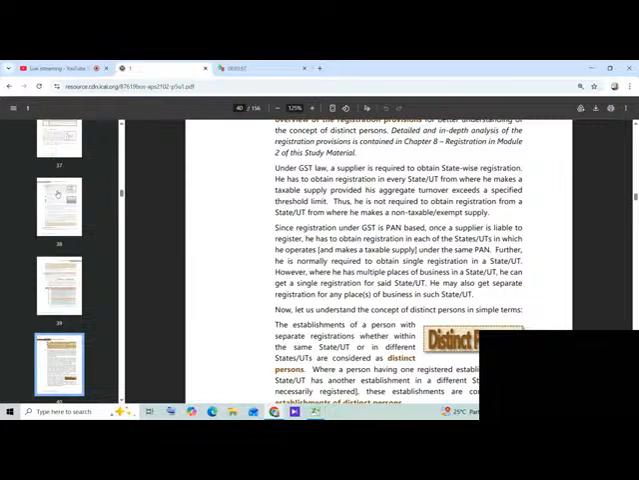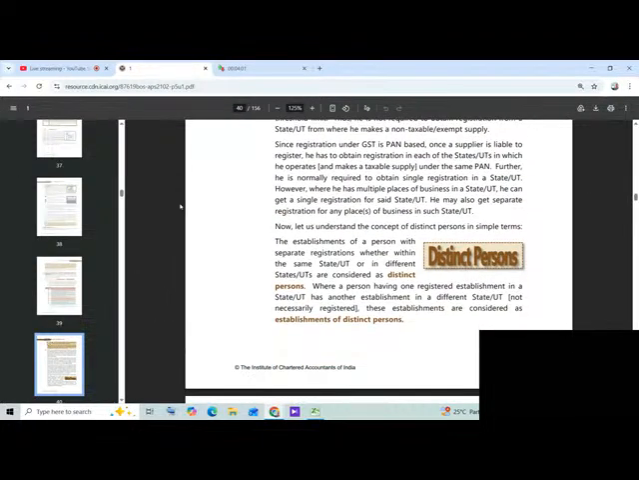Now let us understand the concept of distinct person in simple terms. The establishments of a person with separate registrations, whether within the same state or union territory or in different states or union territories, are considered as distinct persons. Where a person having one registered establishment in a state or union territory has another establishment in a different state or union territory, not necessarily registered, these establishments are considered as establishments of distinct persons.